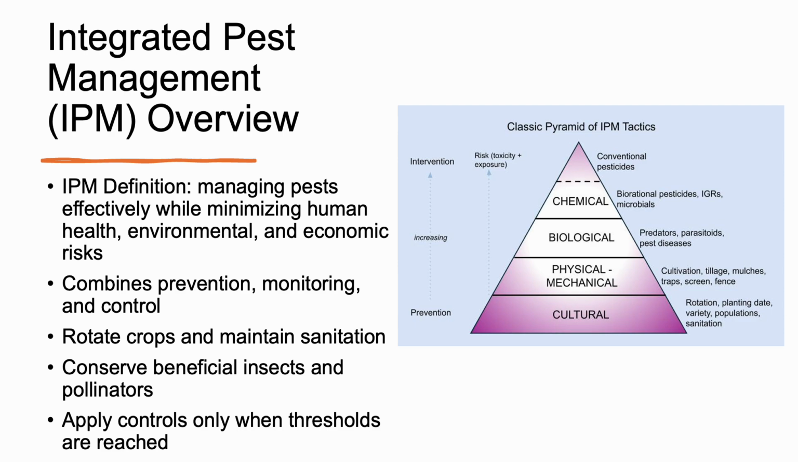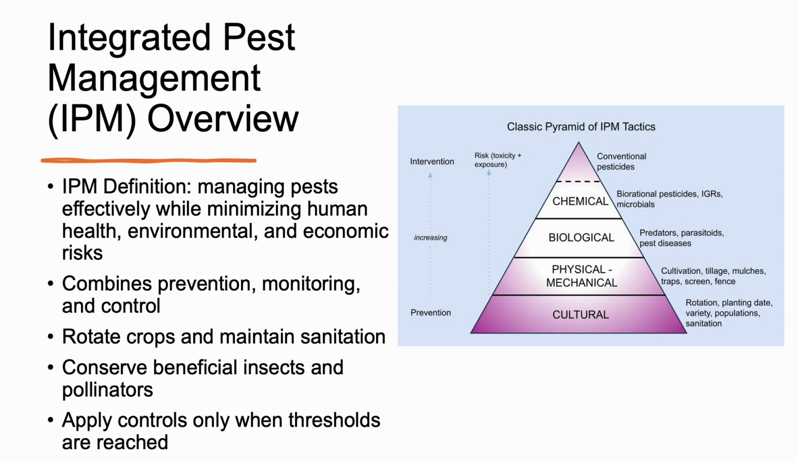Fields are regularly monitored through scouting and proper pest identification, and control decisions are made only when pest populations reach established action thresholds. When intervention is needed, lower risk methods are used first, including physical, mechanical, and biological controls, with an emphasis on conserving beneficial insects and pollinators whenever possible.